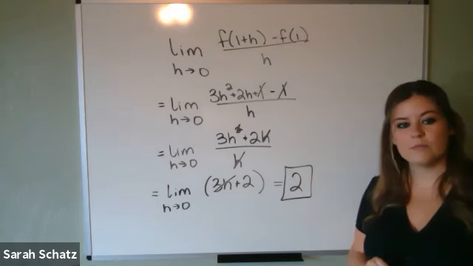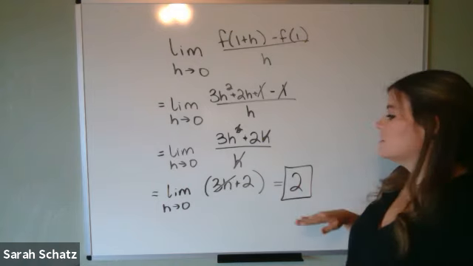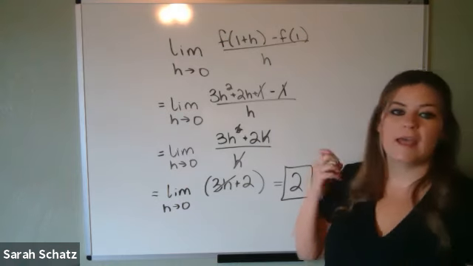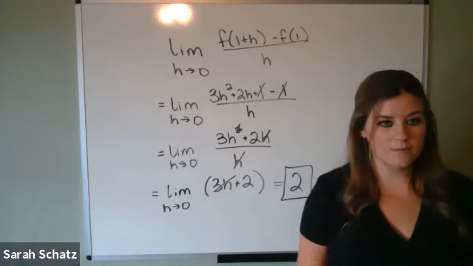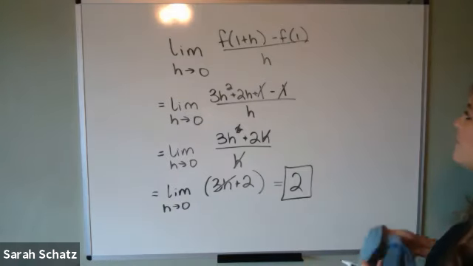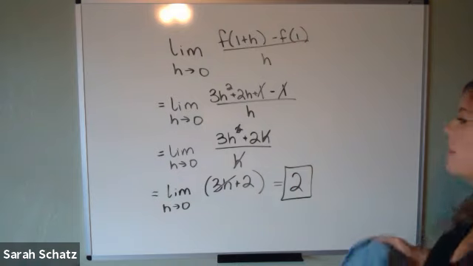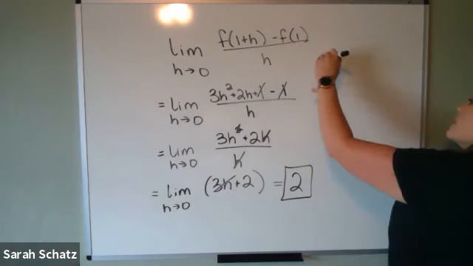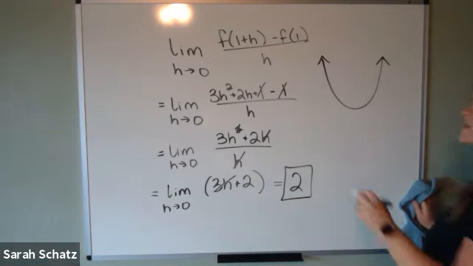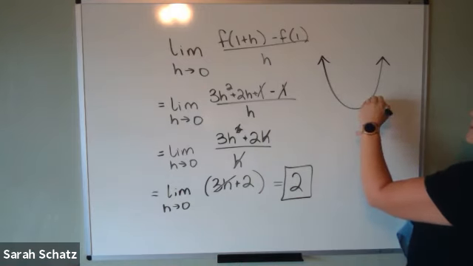Remember what that 2 represents. It is the slope of the tangent line to this function at the point where x equals 1 or a equals 1. So let's draw that out a little bit. So let's say this is that function. Let's say the point where x equals 1 occurs right here.